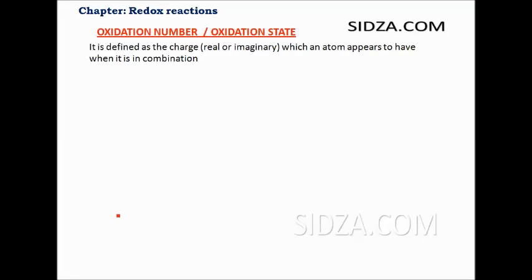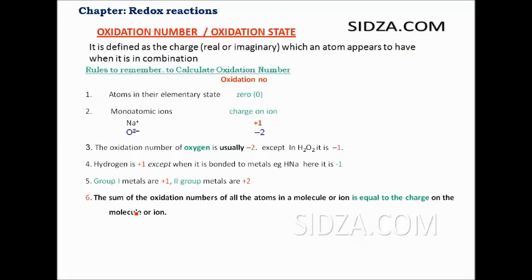Hi students, now let's learn about the oxidation state of an element. Oxidation state of an element is defined as the charge which an atom appears to have when it is in a combined state. But how do you find the oxidation number? To find the oxidation number of an element, we need to remember certain rules.